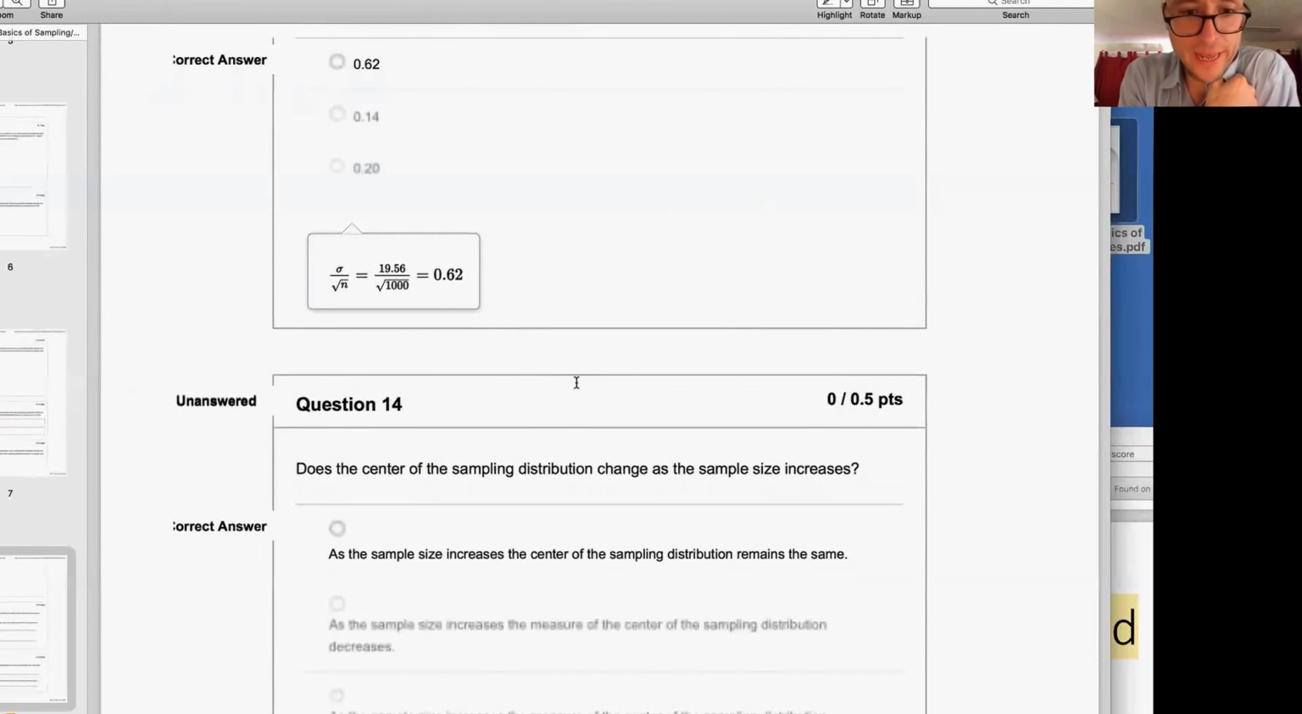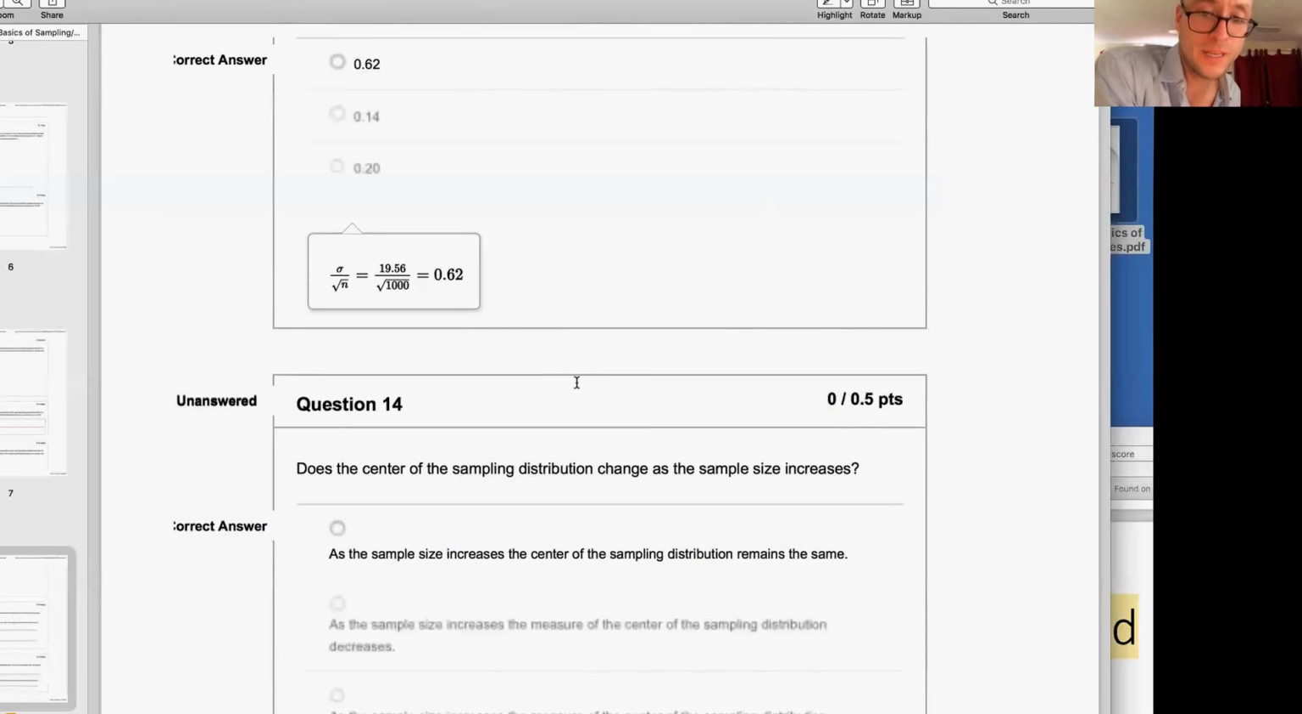So question 14 asks, does the center of the sampling distribution change as the sample size increases? Okay, we've asked this question about 4 times. The answer is, of course, no, it doesn't. And that's the reason we're being redundant here, to drill home this concept, and it's never going to leave you. It's going to be at the center of statistics.